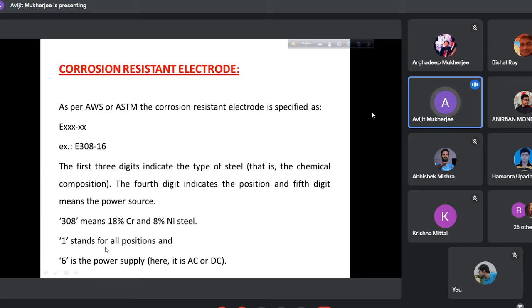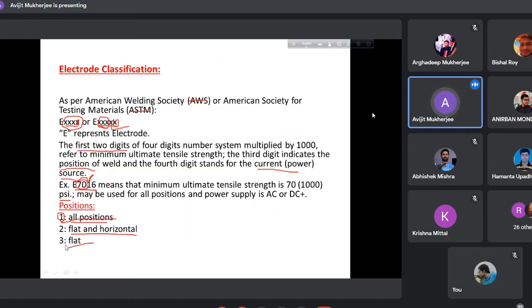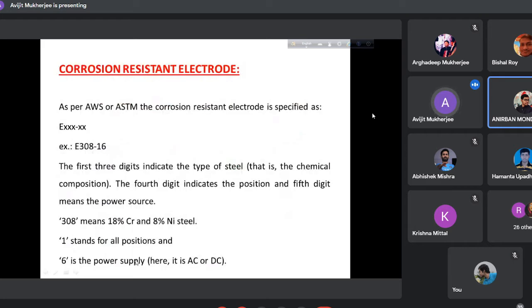And 1 stands for position. This 4th digit is the position. We have mentioned 1 means all position. So here also, all position. And 6 is again the power supply, AC or DC, DC plus. In this way, these are the electrode specification.